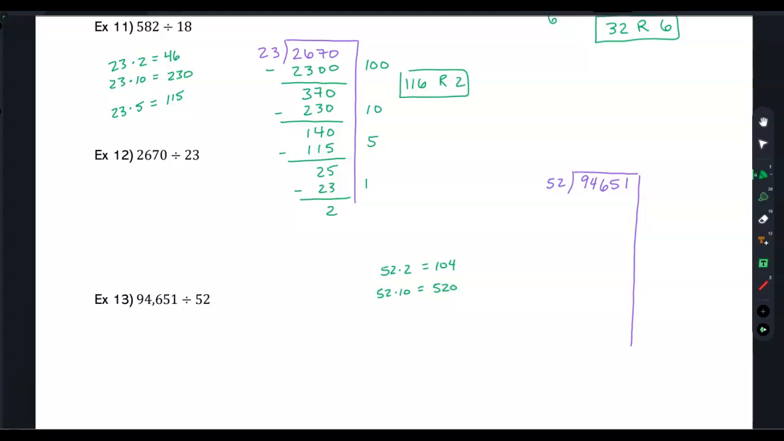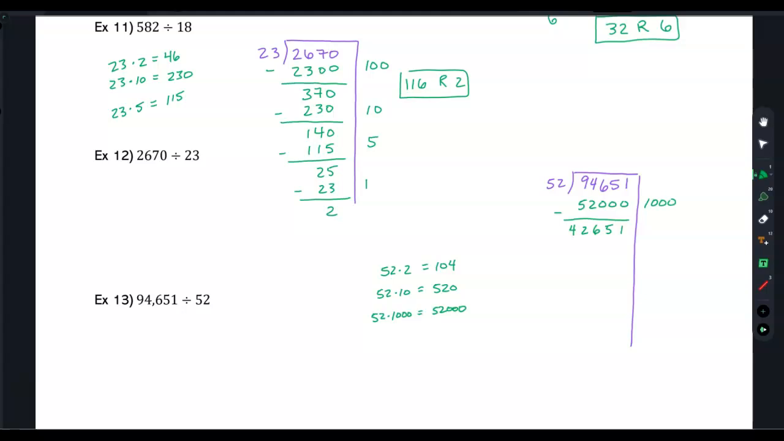So let's do 52,000. So that would be this one with 2 extra zeros, so 2 more zeros than that. So that would actually be 52 times 1,000 would be 52,000. So let me just start there and subtract. So I'm getting 42,651. Definitely still have a way to go here.